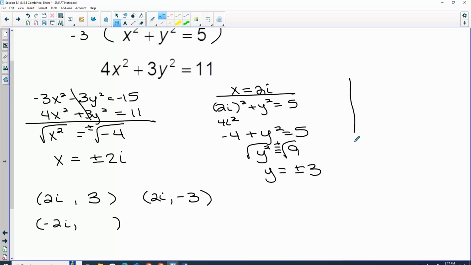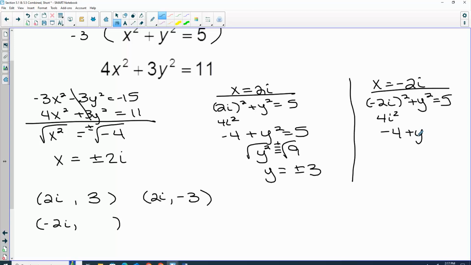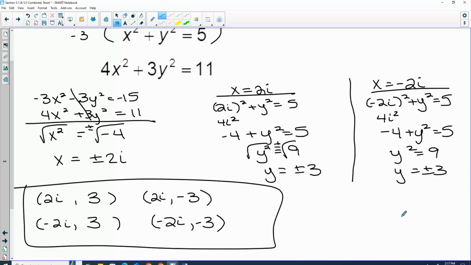Alright, we also have the possibility that x is a negative 2i. What's going to happen when you do that? Should give us the same thing. If you recognize that, you don't have to work it out. Negative 2 times negative 2 is positive 4. I times I is i squared, so we're still getting the negative 4. So y is plus or minus 3 again. So we get a total of 4 points here, but they are imaginary, and we can have that.